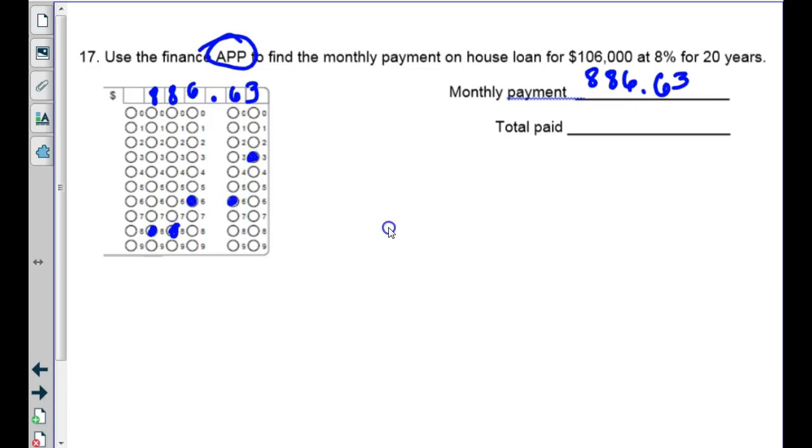63. I don't know if on the test it doesn't ask for total payments or if it has a separate grid. I don't really remember. Might not ask for it. But do you remember how to do total payment? Yeah, it was 12 times 20, right? Anybody give me that number? Nice and loud.